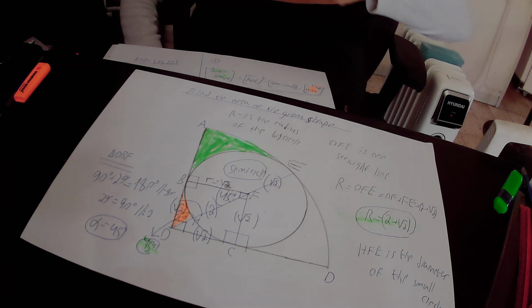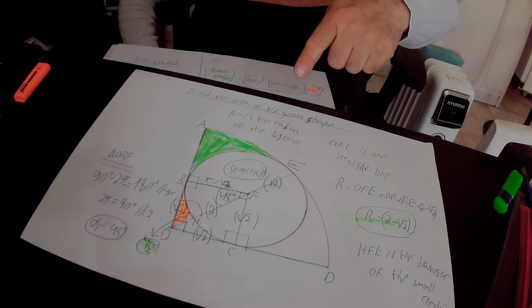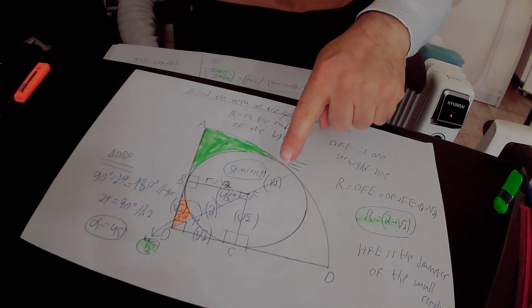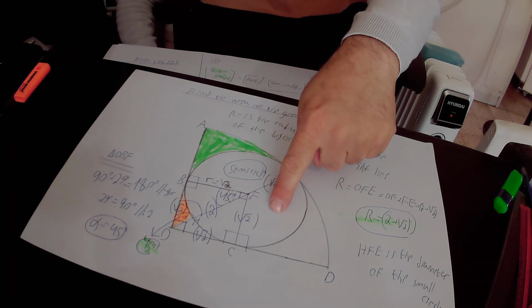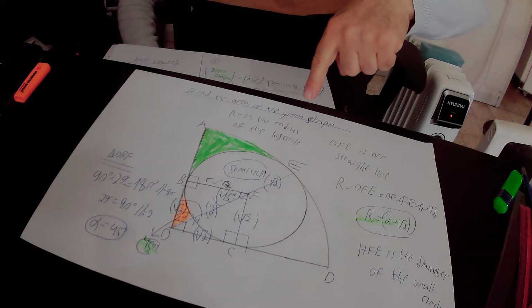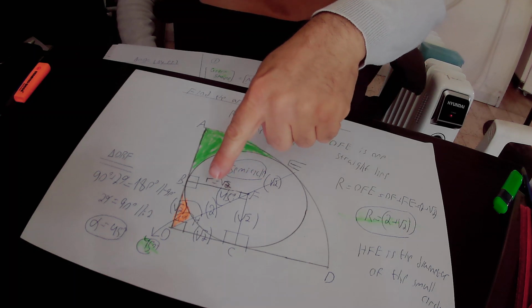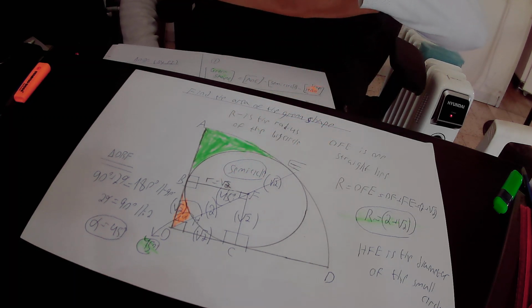We know that any diameter of any circle bisects the circle into two equal areas. Each area is a semicircle. So this area is a semicircle, and this other area is also the other half of this circle. It is also a semicircle. So in conclusion, this area HBE is a semicircle of the small circle. Okay.